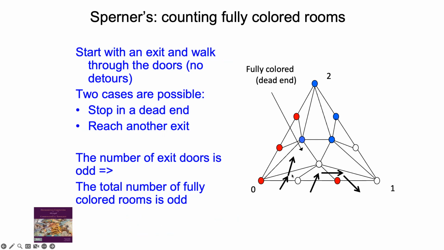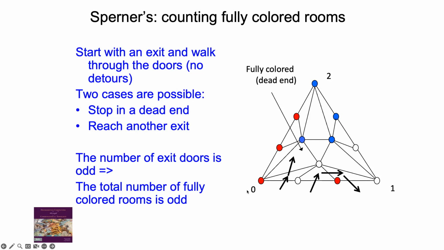You enter here through this door, you go through this door, because you entered a room which is a passage, and you reached a dead end. You reach the room with only one door. A dead end is a fully colored simplex. Or you enter and you leave through another door.